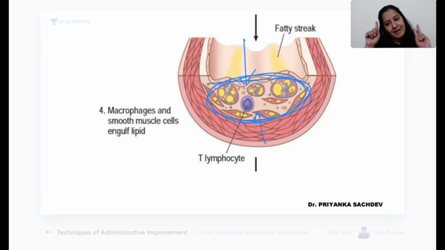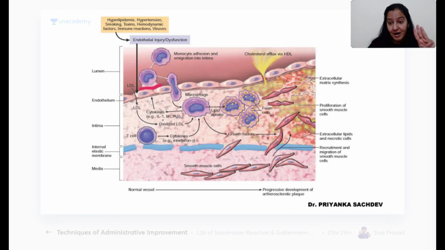So smooth muscle cell as well as macrophage both have engulfed the fat and get converted into foamy cells. Say yes or no. Have you got it? Give me a thumbs up if you got it. So that was the third step.